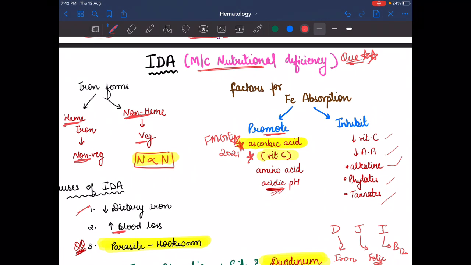And the factors which inhibit it: a decrease of vitamin C, a decrease of amino acids, alkaline pH, or phytates and tannates inhibit iron absorption.